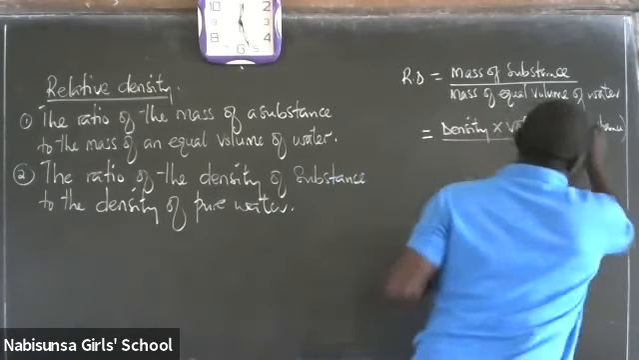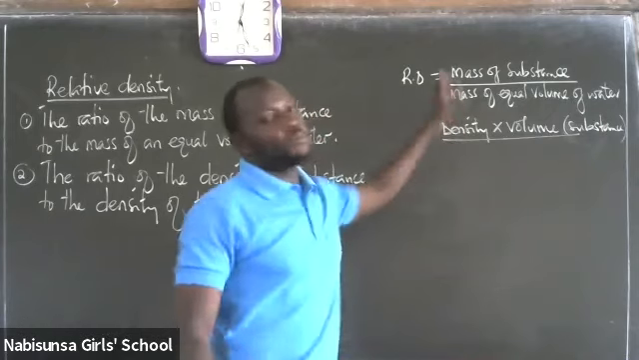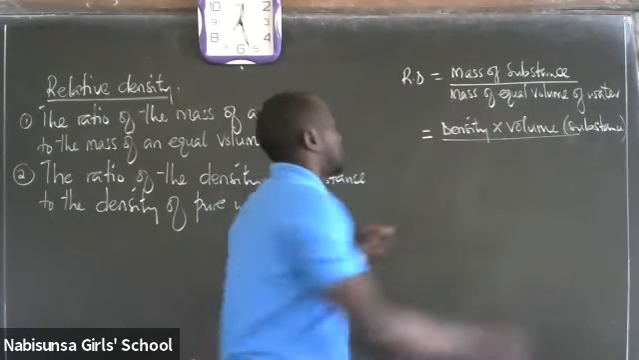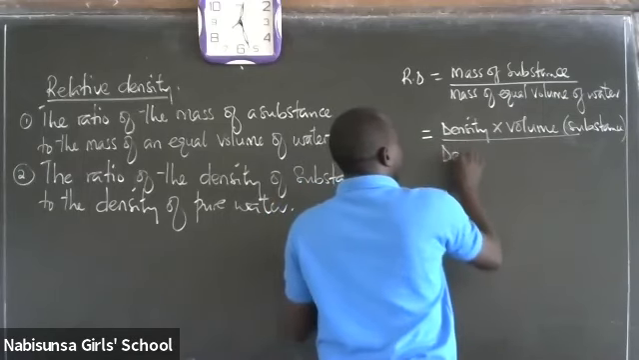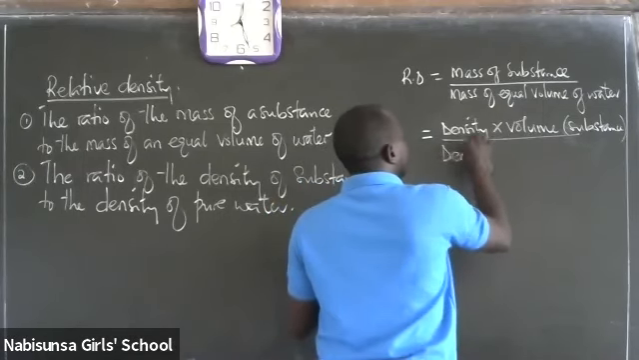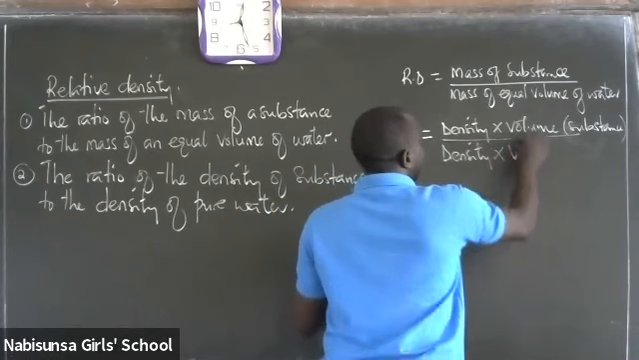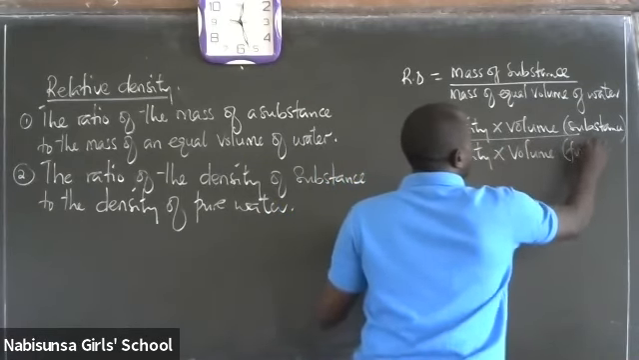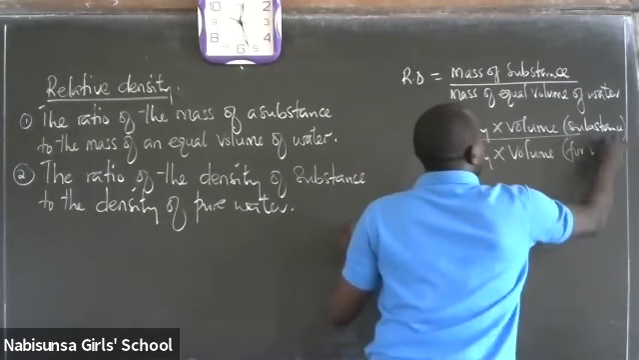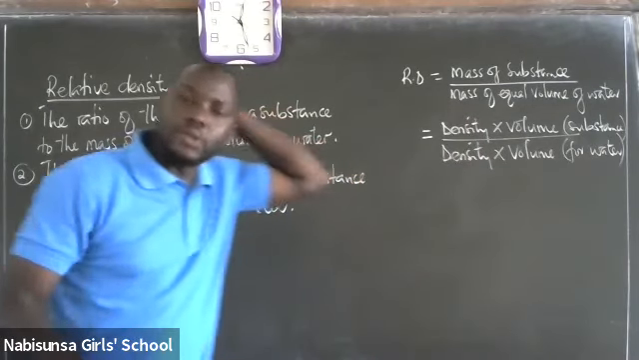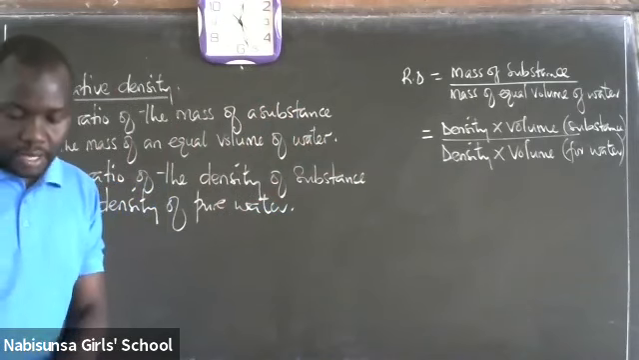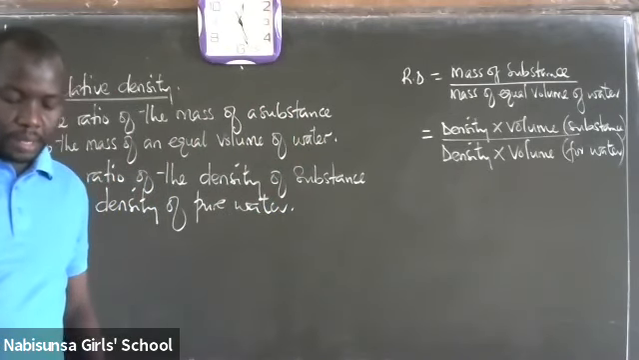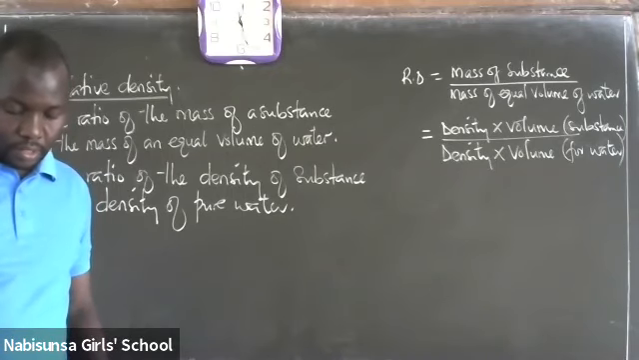The same formula applies for water. So even where we are saying mass of water, we can say density of water times the volume of the water. This is for water. So the denominator is to do with the water, the numerator is to do with the substance. Are we together?